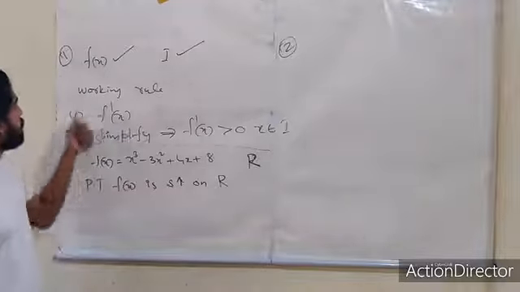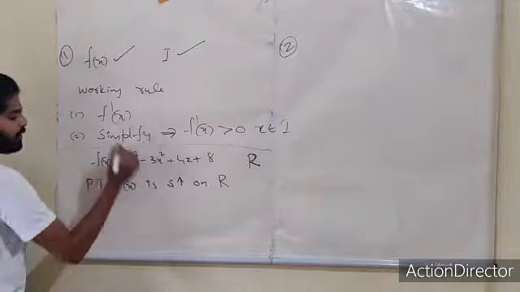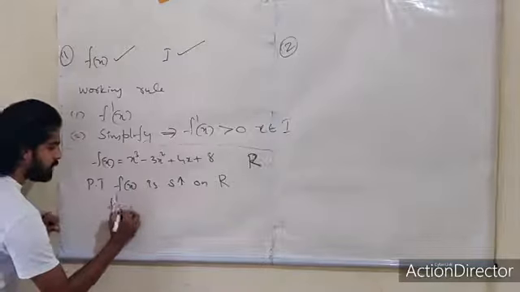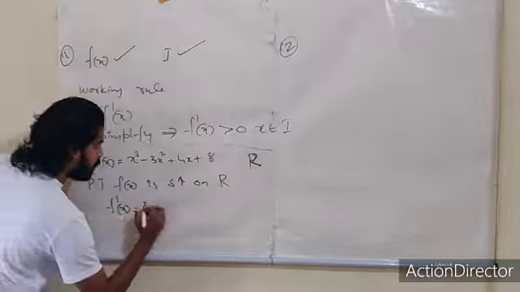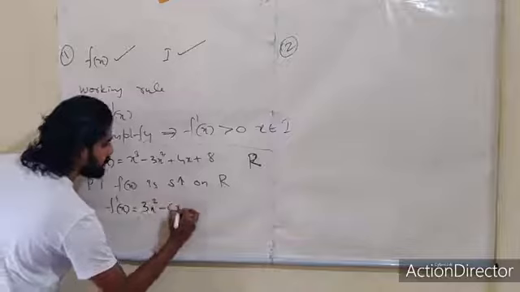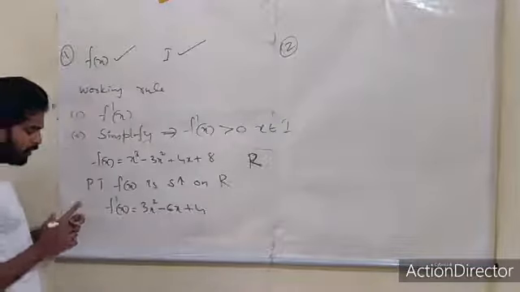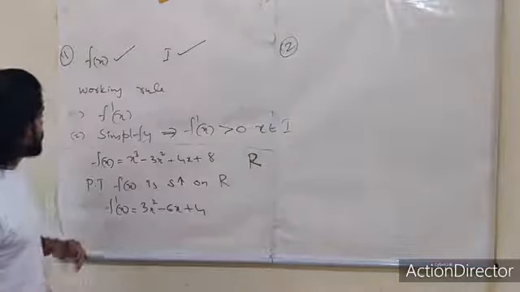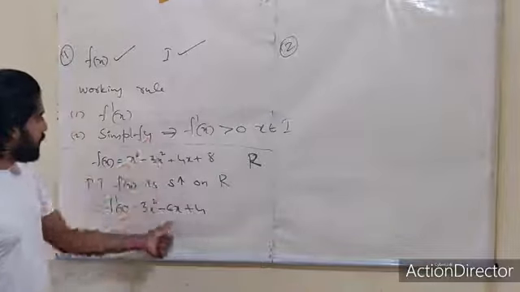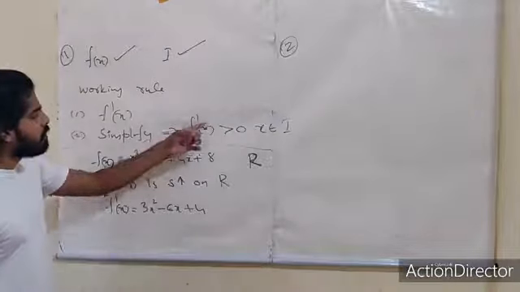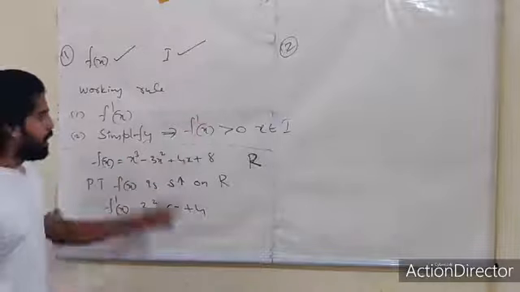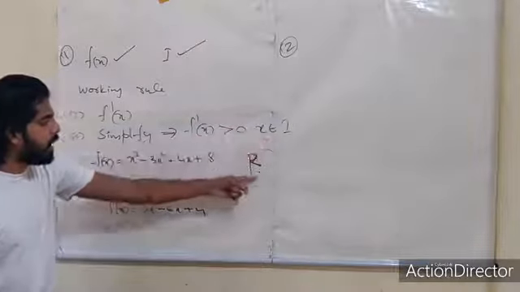The first step, the working rule, is to differentiate. So let's differentiate: f dash of x is equal to 3x square minus 6x plus 4. So this is the derivative. Next, we have to simplify this in such a way that we can show the derivative is always greater than 0 in the interval. Here the interval is R.